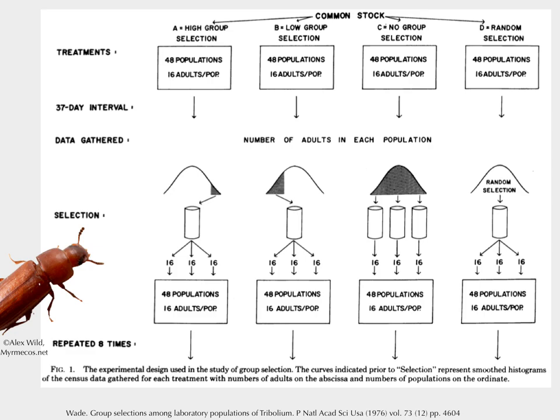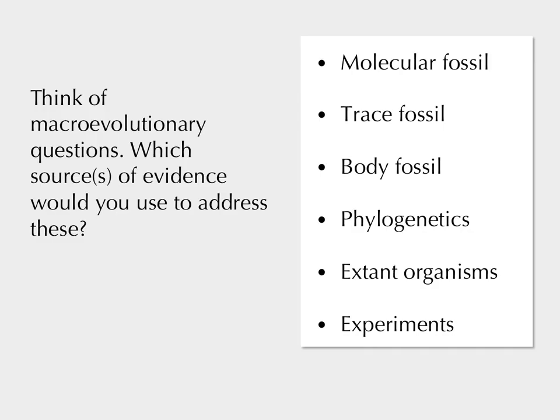So there are all these different kinds of ways of figuring out information about evolution, going from molecular fossils all the way down to manipulative experiments. Think of some macroevolutionary questions you've heard about. What would be the best source of evidence to resolve them? I'll let you break into groups for a couple minutes, and we can talk about it as a class.